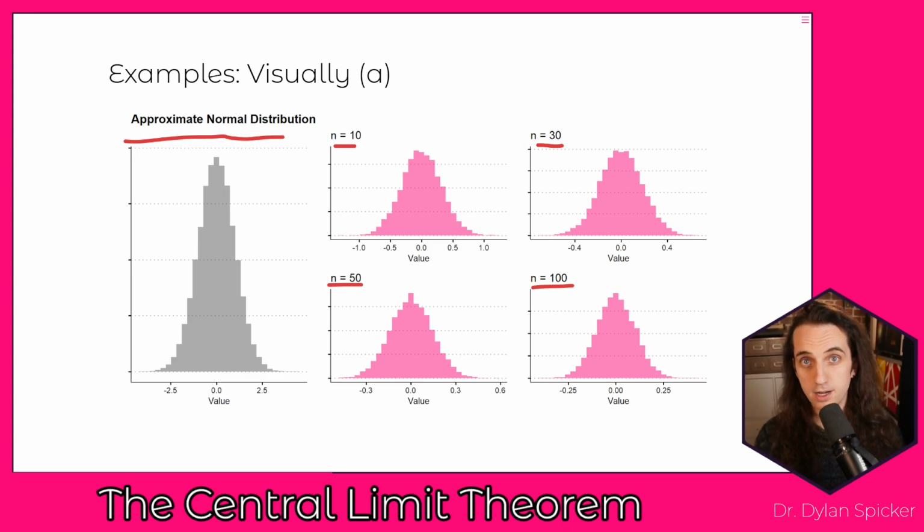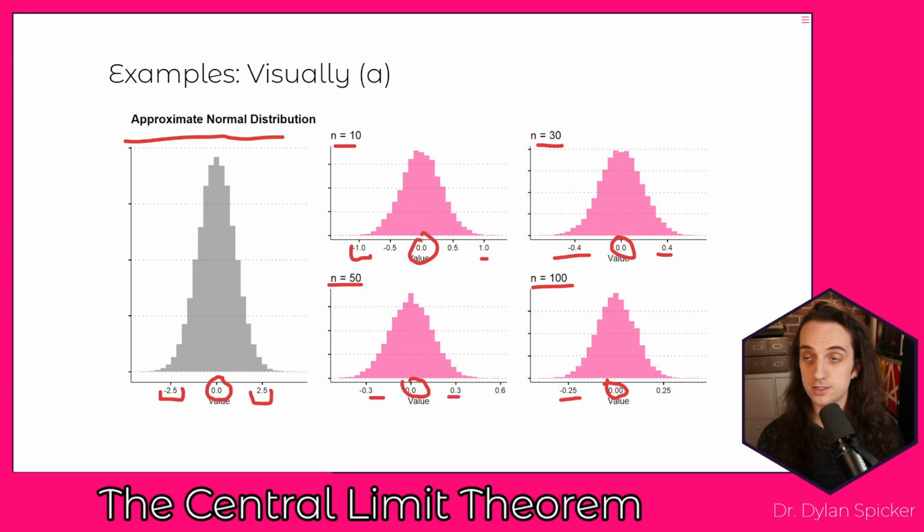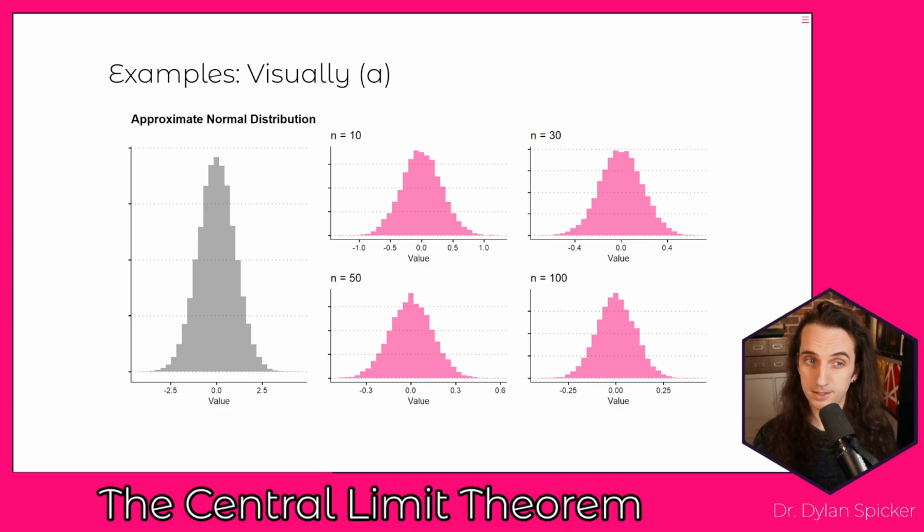So if we think about the parameters that we're using in the central limit theorem, the mean should always remain about the mean, right? So 0 on all of these plots here. But what we should see is that the variability in the data is going to decrease. And you can see this by just looking at the range of data that we're dealing with, right? So here, negative 2.5 to 2.5, negative 1 to 1, negative 0.4 to 0.4, 0.3 to 0.3, negative 0.25 to 0.25, right? So we have this shrinking variability.